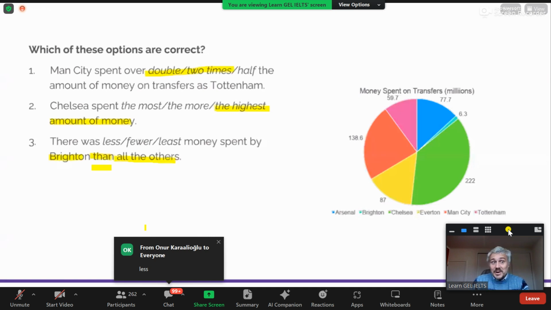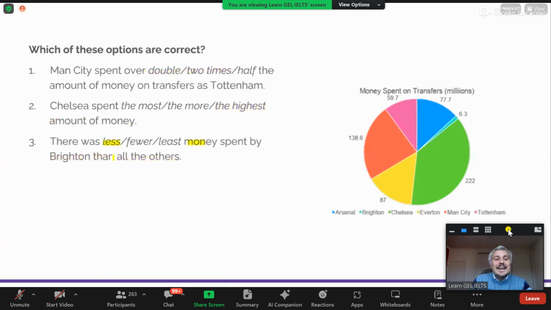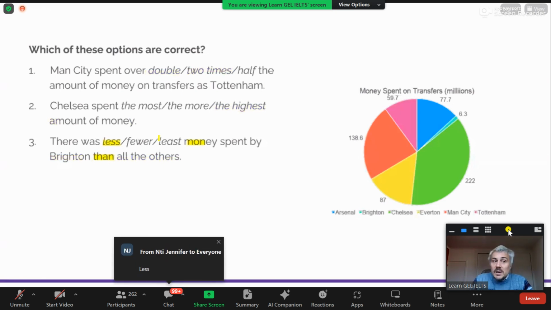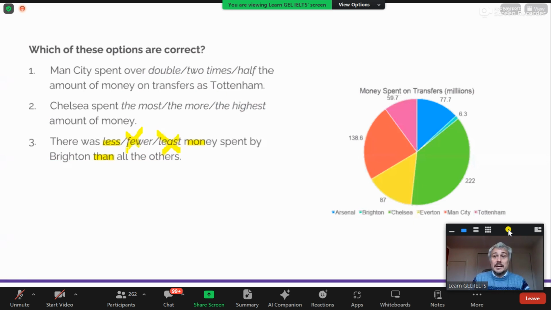Very good, I like the word. Yeah. The correct answer here is less money. We are using a comparative sentence. Sentences with than are comparing two things. So here we use a comparative, less, not least. Least is superlative. And we cannot use fewer because fewer is for countable things. Fewer people, fewer pens, fewer cars. But less is for uncountable, less time.